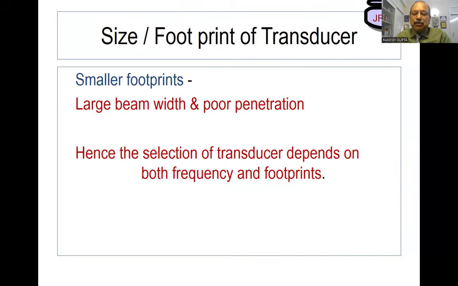Then the size of the footprint is very important. A pediatric or neonatal transducer will have a very small footprint. Footprint means the part of the transducer which touches the chest wall of the patient. That has to be very small. In contrast, it is bigger in adult populations. And I've seen many people using an abdominal transducer for echocardiography, but it cannot fit in between the intercostal spaces.